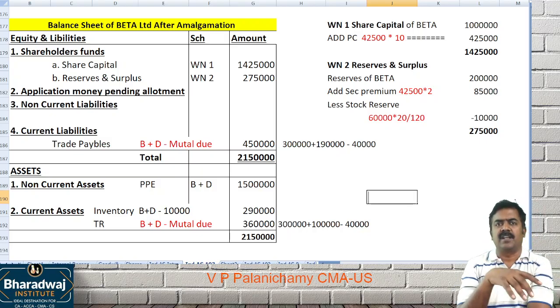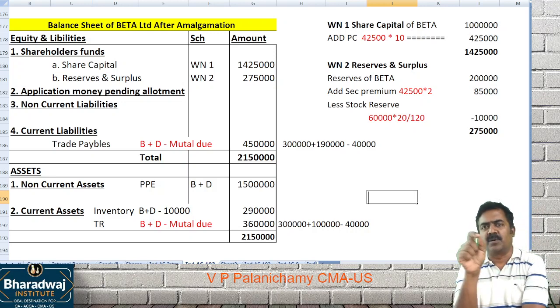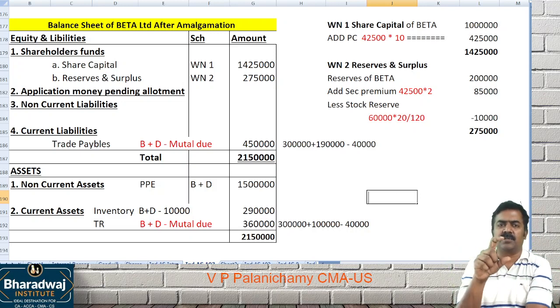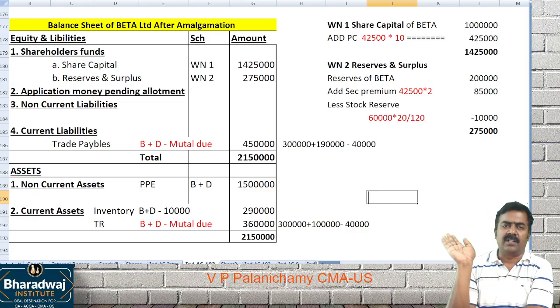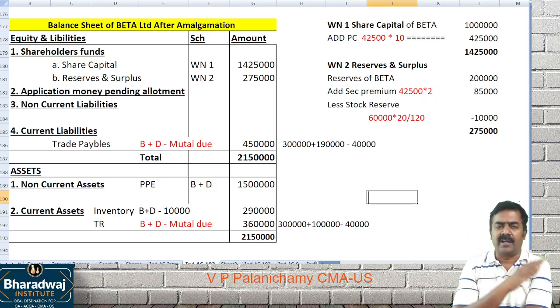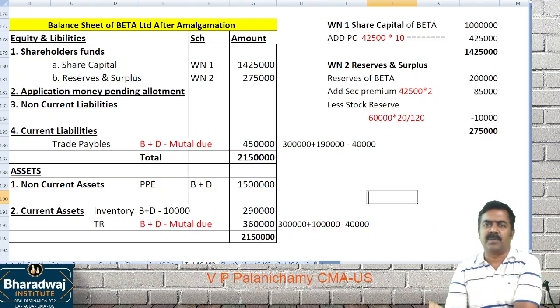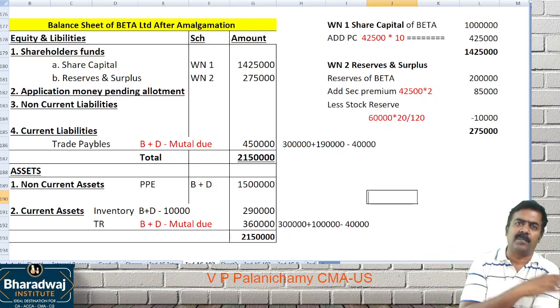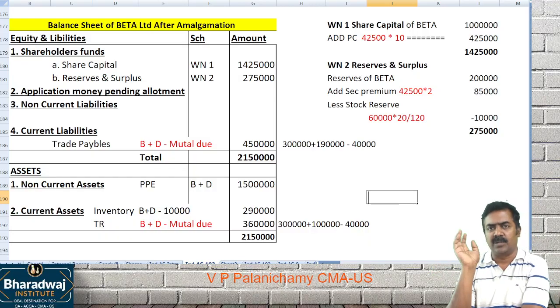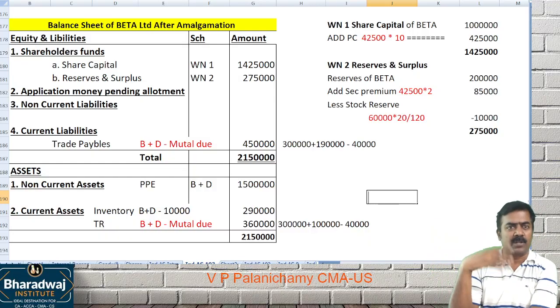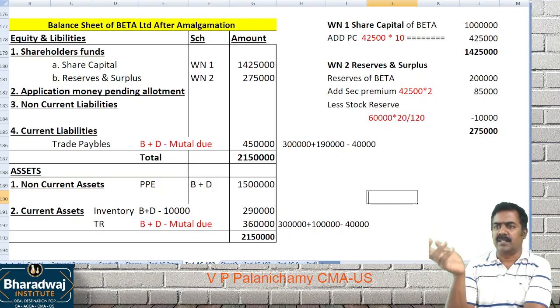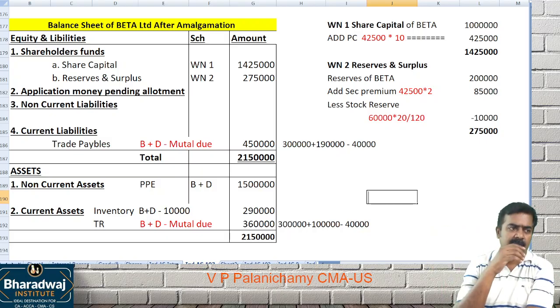Stock reserve, what is the journal entry? Stock reserve account debit to inventory account. Stock reserve is debited, so we adjust it in the P&L account. Inventory is credited, so it is reduced. And for eliminating the mutual due, trade payable account debit to trade receivable. So it eliminates from both liability as well as from what? Asset. Not only for this business combination, but also for Ind AS 110 consolidation, any mutual dues will be eliminated.